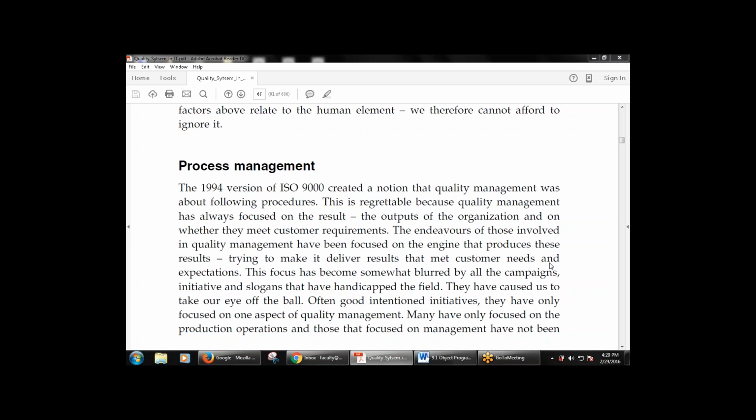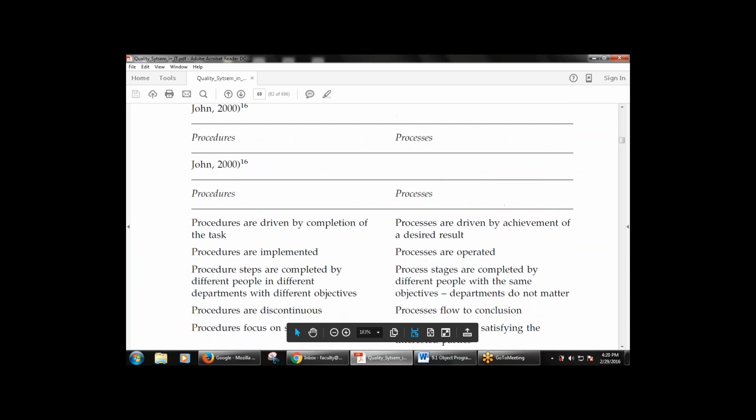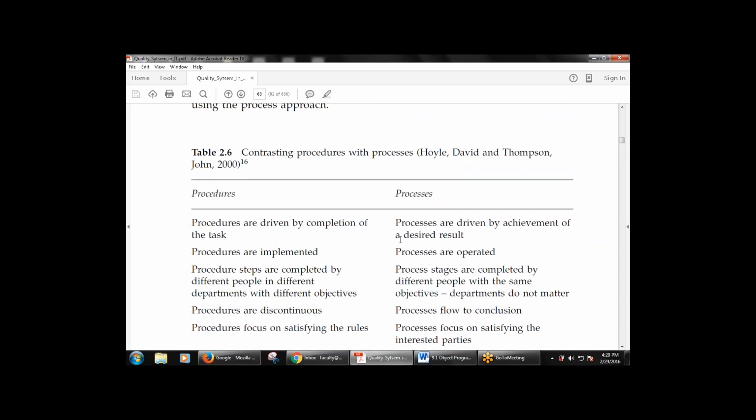In the last class we started with process management: what process management is, how we follow it, and the various procedures used in it. There are the quality management concepts, and the procedures and processes required for quality. There is a contrast, a comparison, between procedures and processes. Procedures are driven by the completion of the task, and processes are driven by the achievement of the desired result.